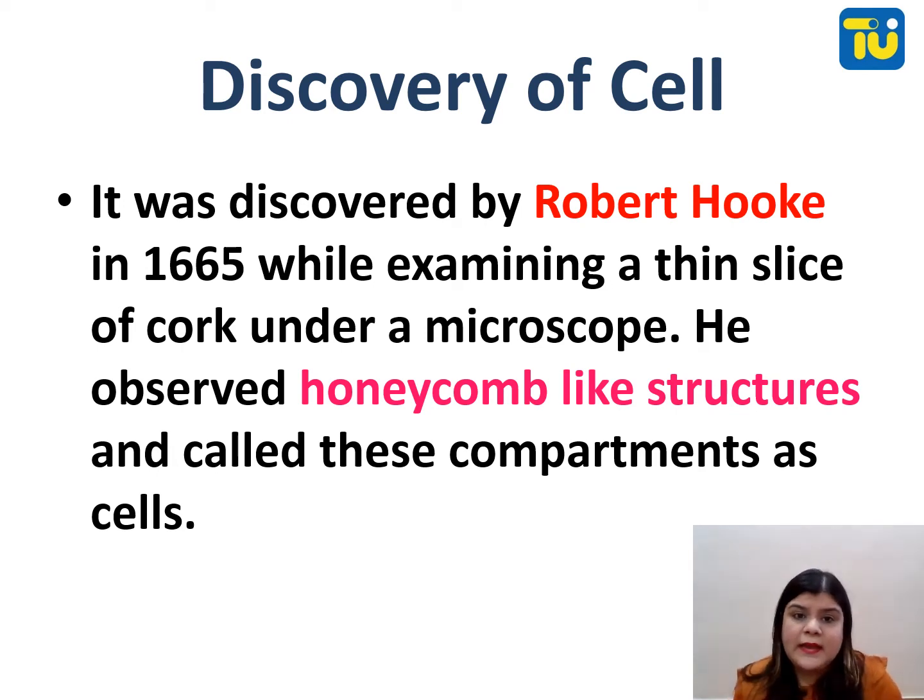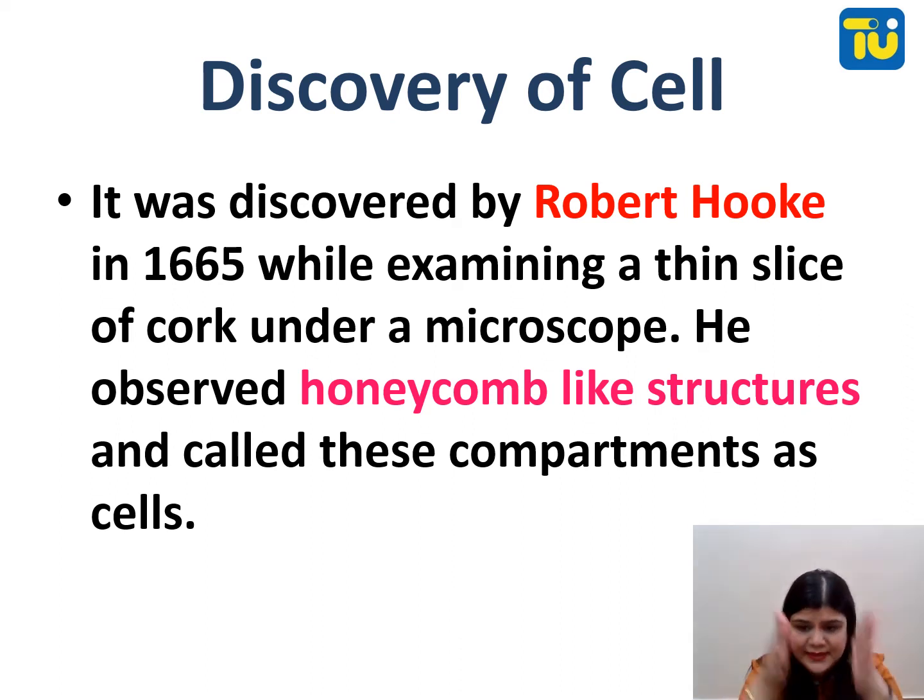Discovery of cell. It was discovered by Robert Hooke in 1665. So who discovered the cell? A scientist named Robert Hooke, in the year 1665. While examining a thin slice of cork under a microscope, he observed honeycomb-like structures and called these compartments cells. Cork comes from the bark of the tree, and he observed honeycomb-like structures and called these compartments cells.